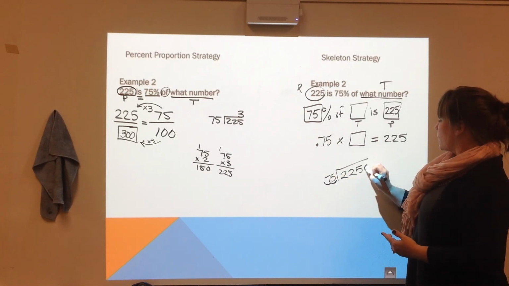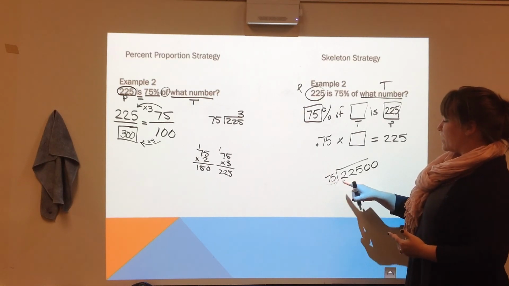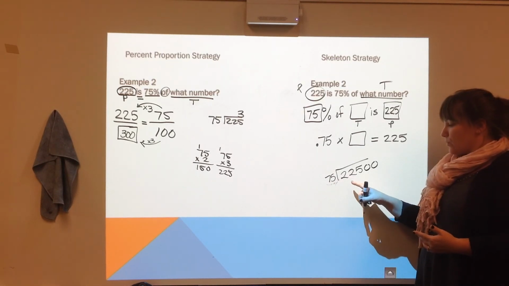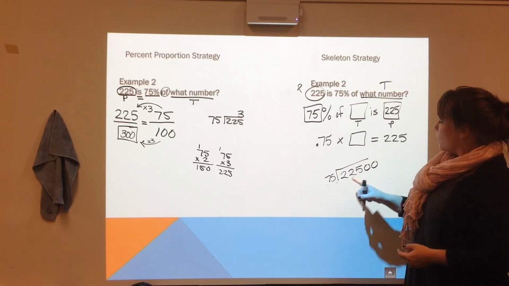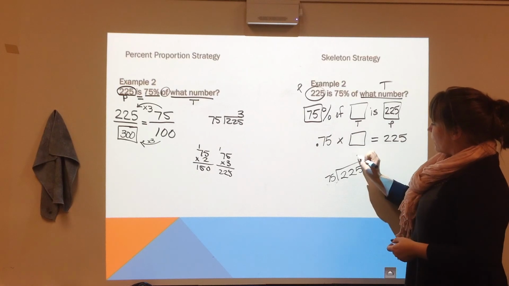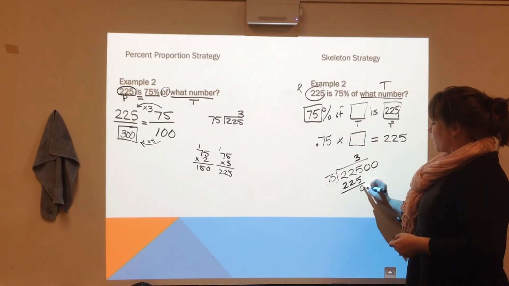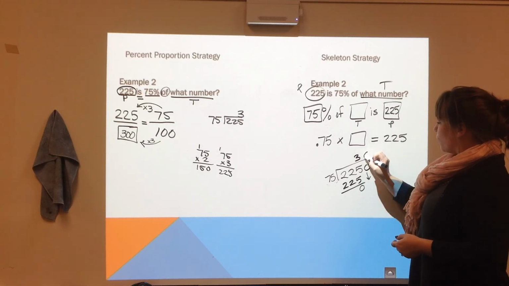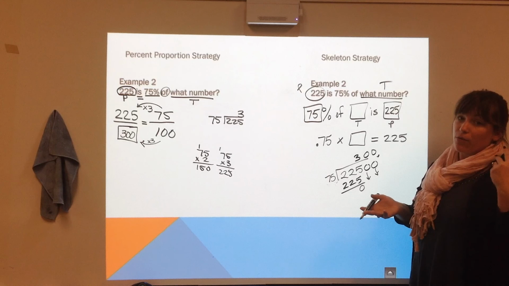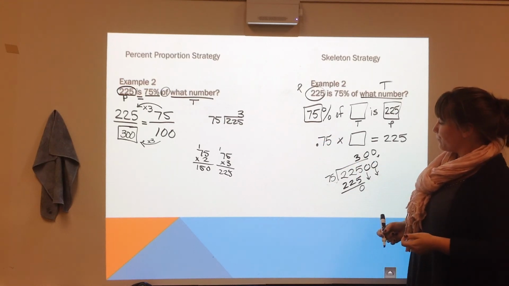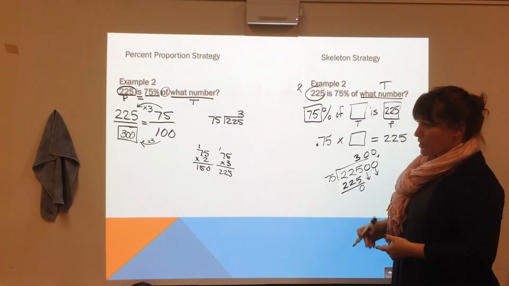We're going to move it over and move it over. So really, we are dividing 22,500 by 75. Well, we know because of that one that 3 times 75 is 225. And then we just have to hold the 2 zeros, and it's the same 300 that we got over there. So you can use either strategy, skeleton or percent proportion.